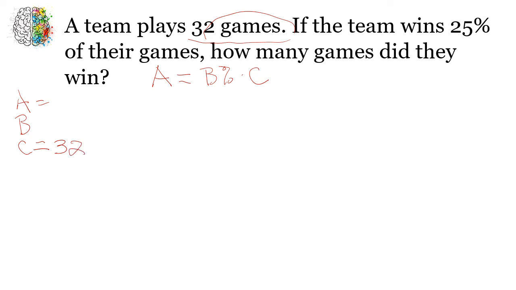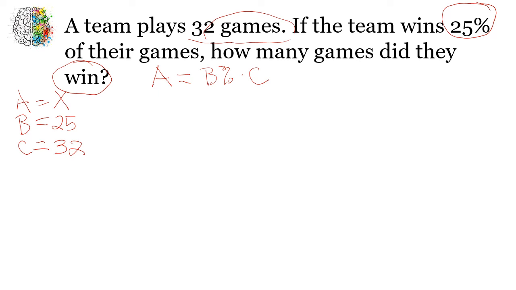Then it says if the team wins 25% of their games, so they've given us a percent. Usually B is the easiest to identify because it has the percent next to it. So B is going to equal 25. And then it says how many games did they win? Anytime they're talking about the number of games won or lost, that's always going to be the portion. So that tells us we are solving for A.